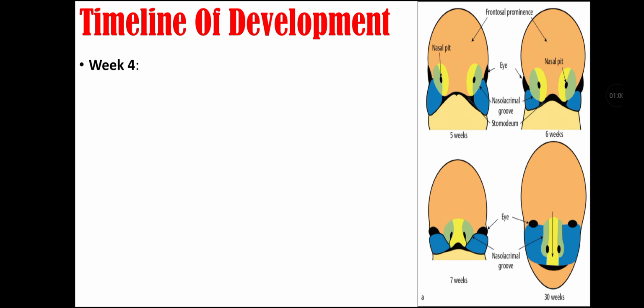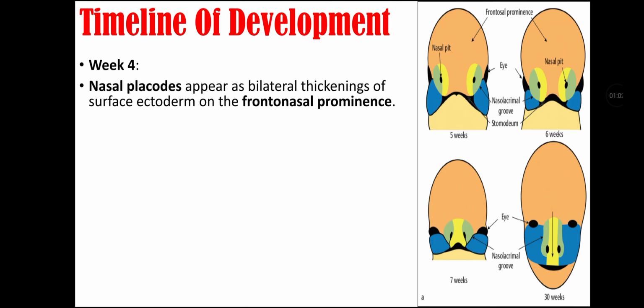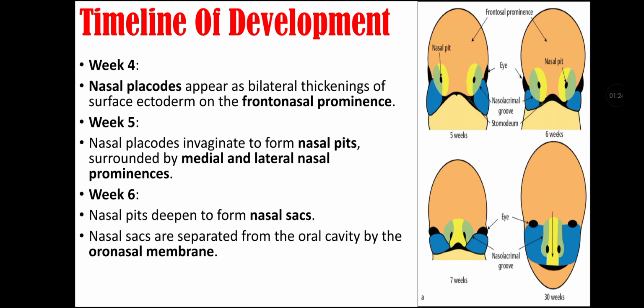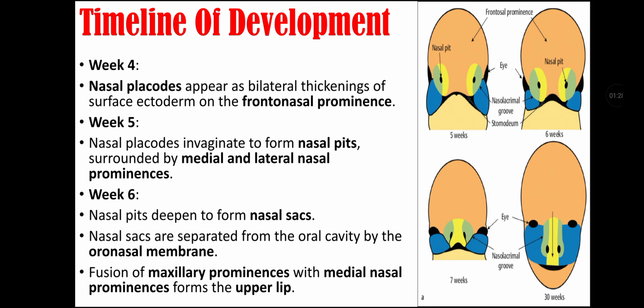Timeline of development. It starts with week 4 when nasal placodes appear as bilateral thickening of surface ectoderm on the frontonasal prominence. Then there is week 5 in which nasal placodes invaginate to form nasal pits that are surrounded by medial and lateral nasal prominences. Then there is week 6 in which nasal pits deepen to form nasal sacs, and these nasal sacs are separated from the oral cavity by oronasal membrane. And fusion of maxillary prominence with medial nasal prominence forms the upper lip during 6th week.